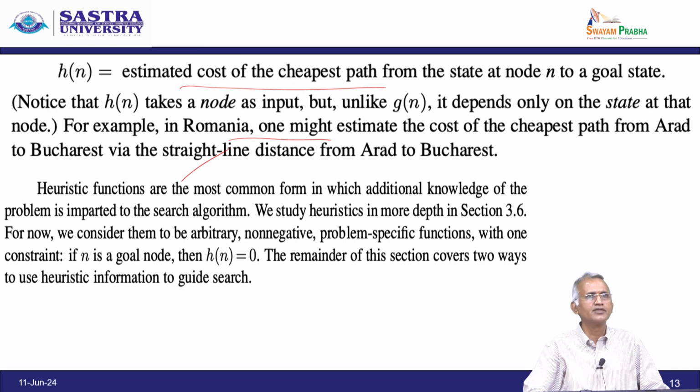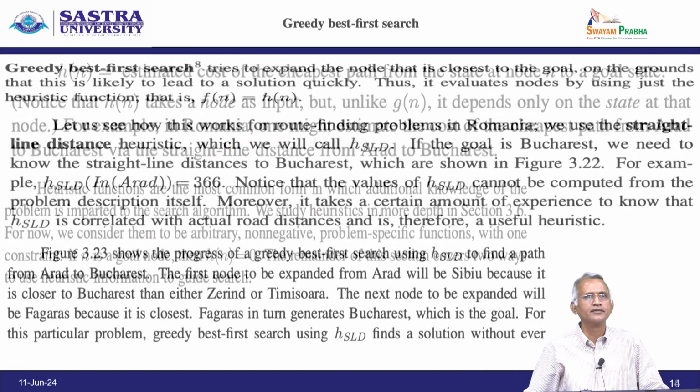For now, we consider them to be an arbitrary, non-negative, problem-specific function with one constraint: if n is a goal node, then h of n equals 0. The remainder of this section covers two ways to use heuristic information to guide search.